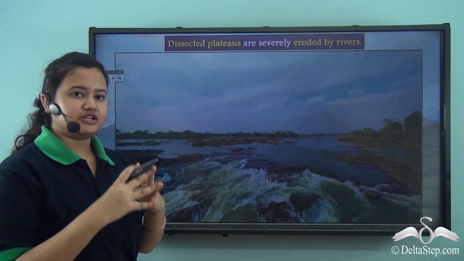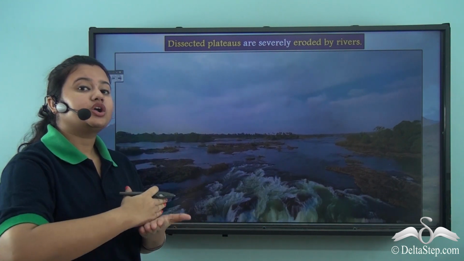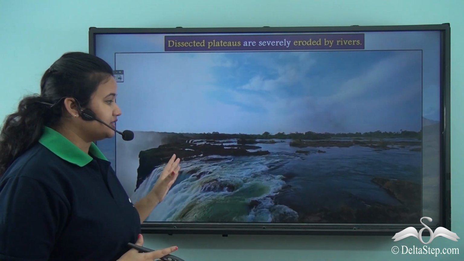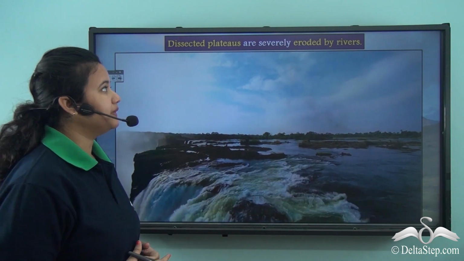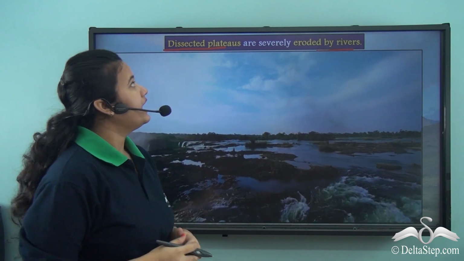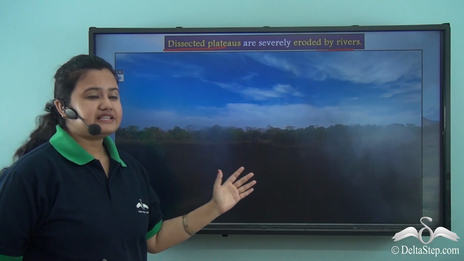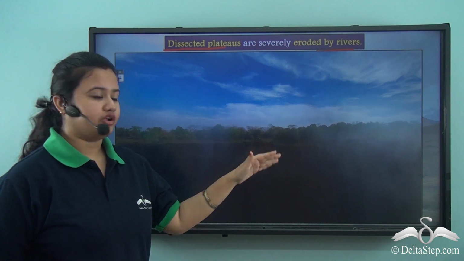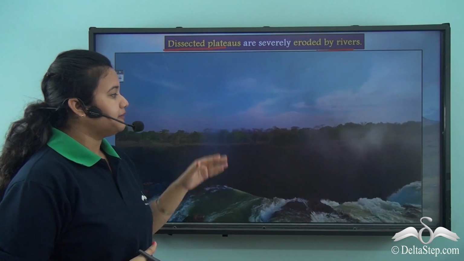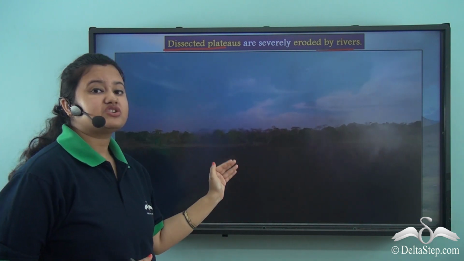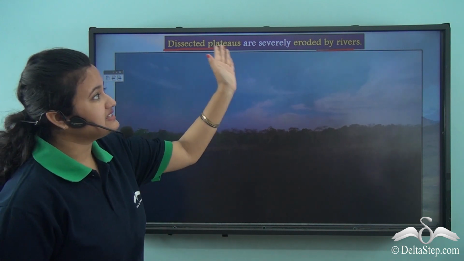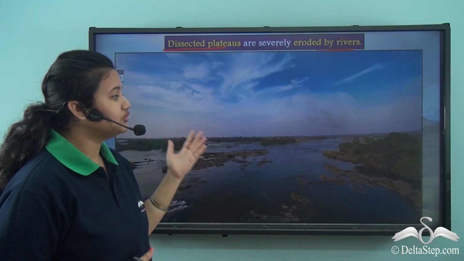Now there are some plateaus that are dissected or cut through by numerous rivers that flow over them, and these plateaus that are severely eroded by rivers are known as dissected plateaus. These dissected plateaus have rugged topography because the rivers that flow over them erode them and form deep gorges or ridges. So dissected plateaus are the plateaus that are severely eroded by rivers which flow over them.